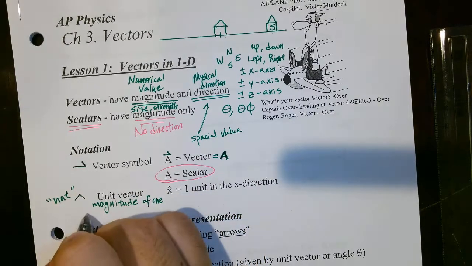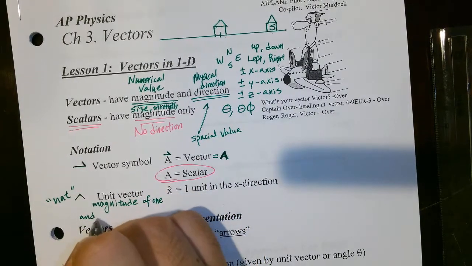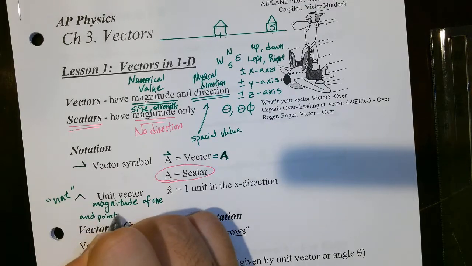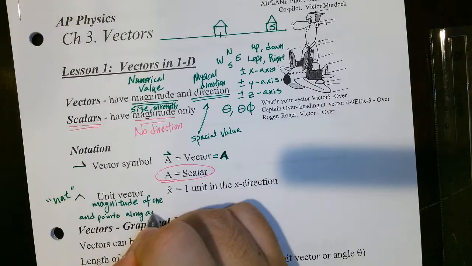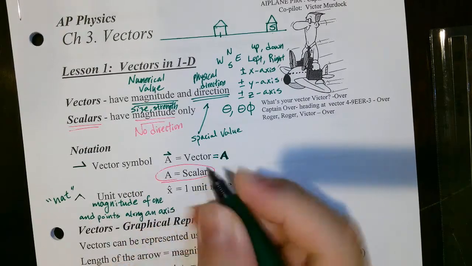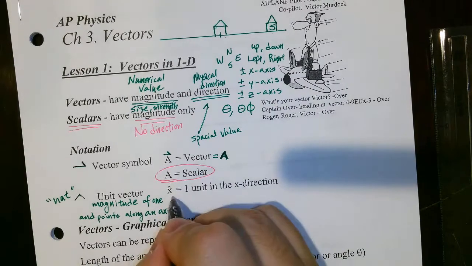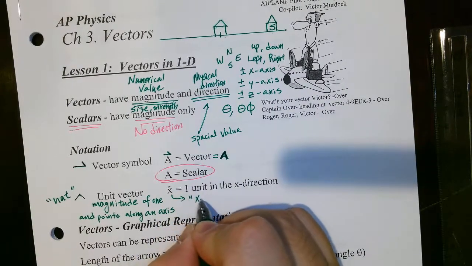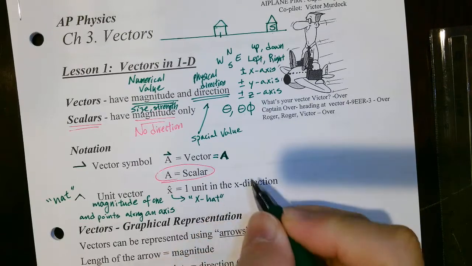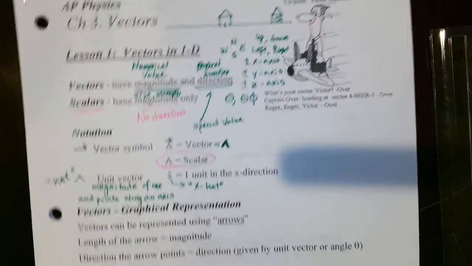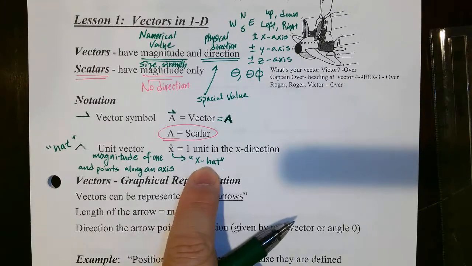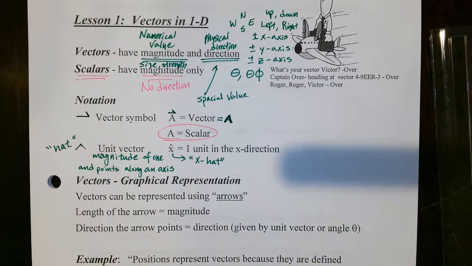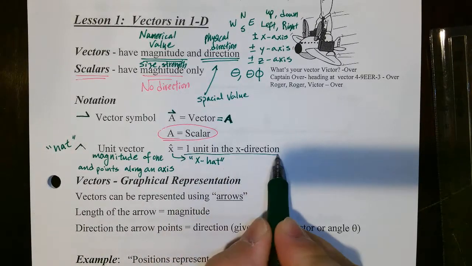And it points along an axis. So x hat means it is a vector that is one unit of magnitude along the x-axis direction. That's what that means: one unit in magnitude in the x direction.